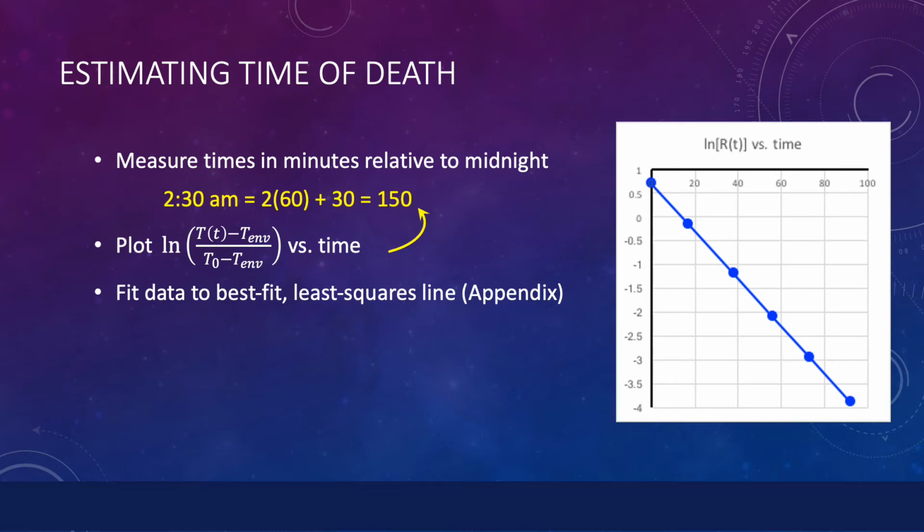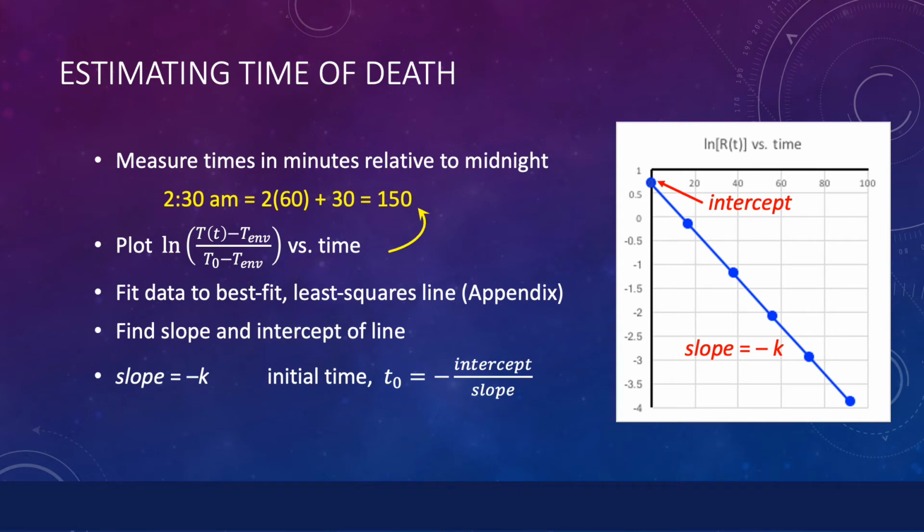Now there are some instructions for how to do this in the appendix to the lab, and we'll talk about this in just a minute and I'll give you a little bit more detail. But you'll get a line that looks something like this. And from this line you're going to find the slope and the intercept of the line. The intercept is the place where the line crosses the vertical axis, and the slope, of course, is the slope that it has as it's decaying. The slope is generally going to be negative because the temperature is declining with time as we go further and further from death. Now, the slope, as I've indicated here, is equal to negative the rate constant. And so the rate constant is something we're going to need to find.